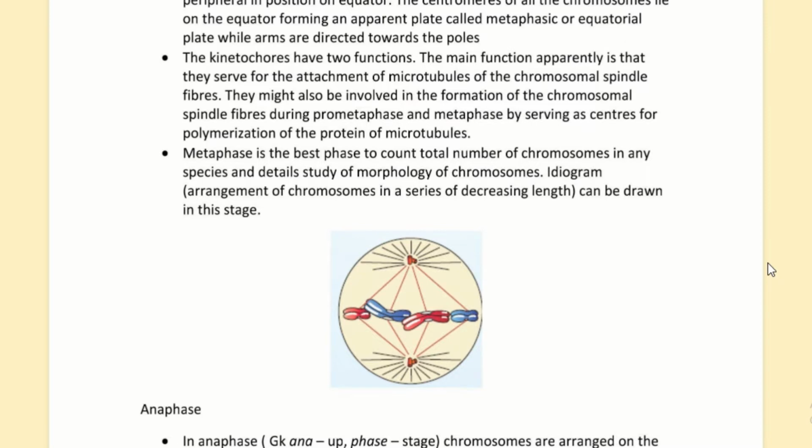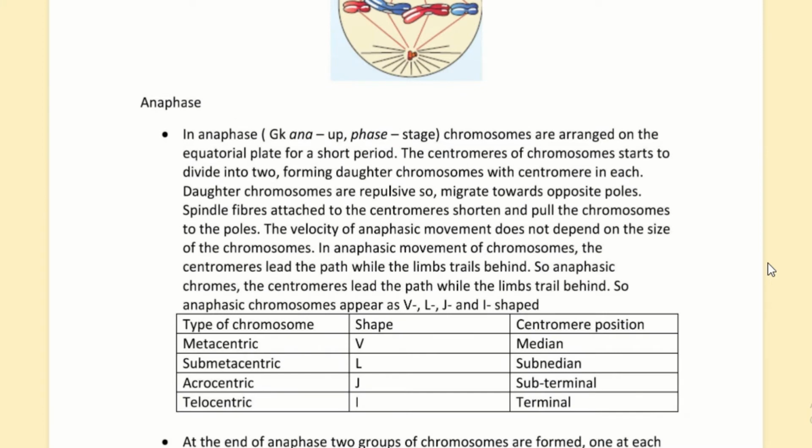Kinetochores have two functions. The main function apparently is that they serve as the attachment of microtubules of the chromosomal spindle fiber. They might also be involved in formation of chromosomal spindle fibers during prometaphase and metaphase by serving as the center of polymerization of proteins of microtubules. Metaphase is the best phase to count the total number of chromosomes in any species and for detailed study of chromosome morphology.